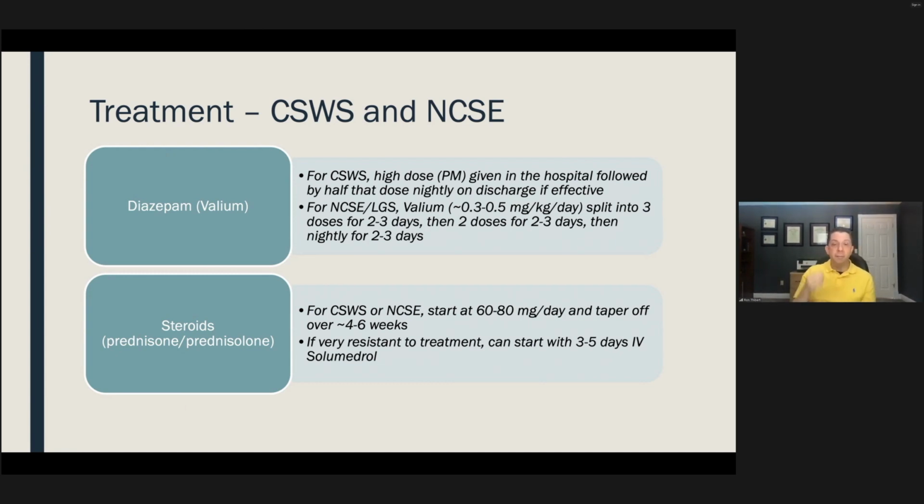If kids are really little, then it's not the full 60; we dose per kilogram. And for kids that are really treatment resistant, where the steroids help a little bit but not so much, we can even bring them into the hospital and do 3 or 5 days of IV steroids, and then a by-mouth taper afterwards. Again, like anything, it doesn't work for everybody, but it's really helped a lot of kids where nothing was quieting things down.